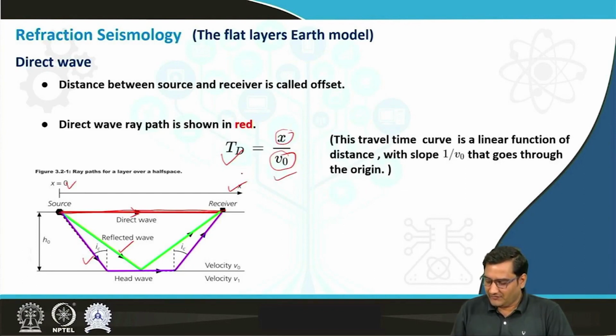So if you have different receivers at different locations along the surface, then you can draw the travel time curve for the direct wave. And we have the relation of the travel time, which is equal to x by v naught, and the slope of the travel time curve will definitely give you the velocity of the first layer.